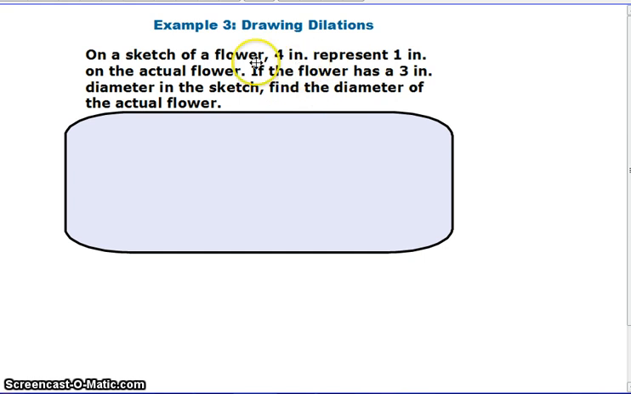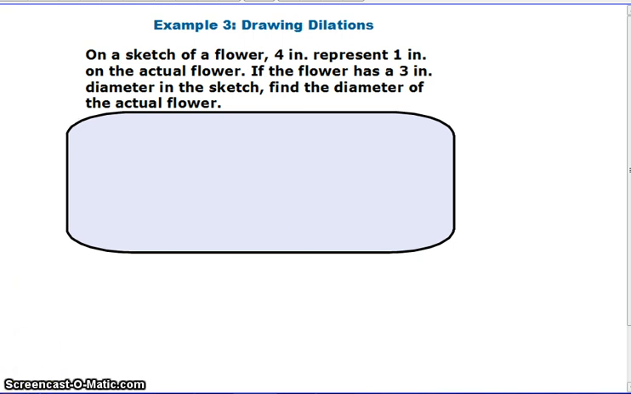Okay, so see if you can pause and try this and come back. I always like to think of these problems as model over actual. And so in this case, if we have 4 inches over the actual 1-inch flower, so it's 4 over 1, then if the flower has 3 inches diameter in the sketch, then we could set this up like this.